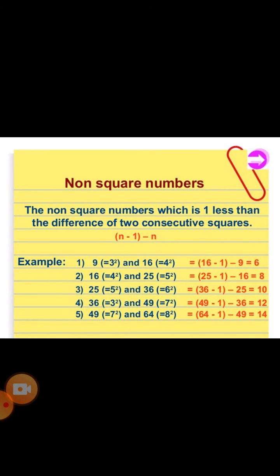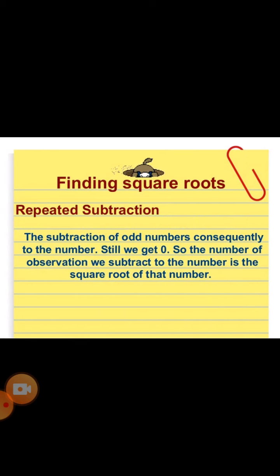Next we discuss non-square numbers. The number of non-square numbers between two consecutive squares is one less than the difference of the two squares. Here we use a formula for these numbers, and here we have some examples. First of all, we have the number 9, which is 3 square, and 16 is equal to 4 square. Then we use the formula for the solution of this example: 16 minus 1 minus 9 is equal to 6.